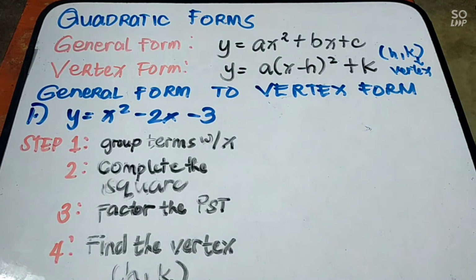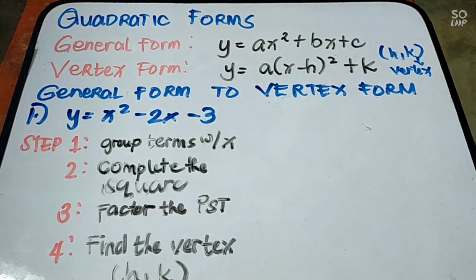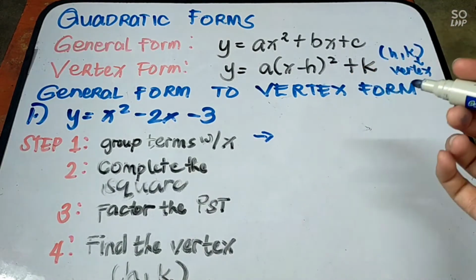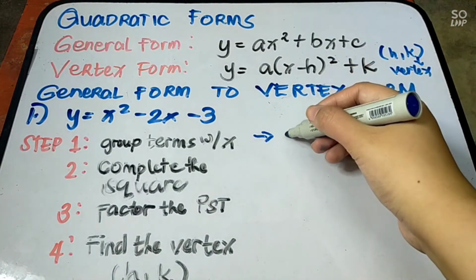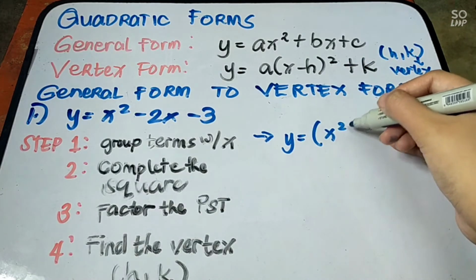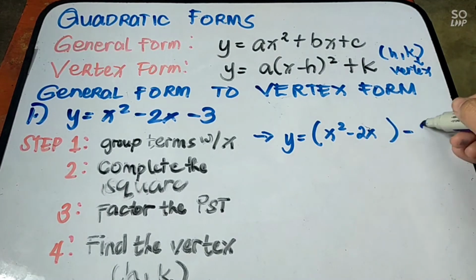We have steps here. 4 na steps yung ating gagamitin. The first one, we group the terms with x. So, paano natin i-group yung terms with x? Ang gagawin lang natin, lalagyan lang natin ng open and close parenthesis yung may mga x. So, we have here y is equal to, for us to group it, it becomes x squared minus 2x, then close parenthesis, then minus 3. That is it. Ganun lang kasimple mag-group.